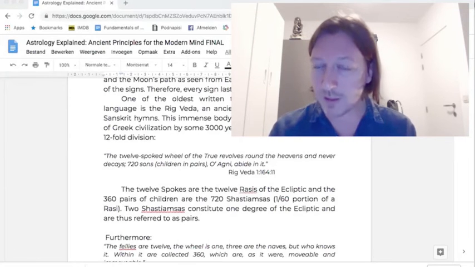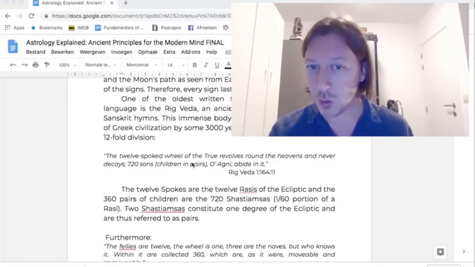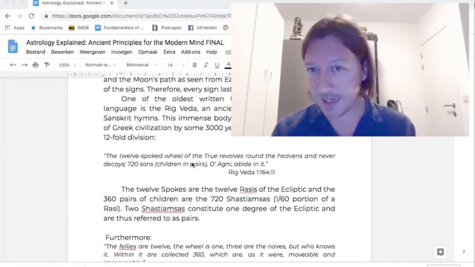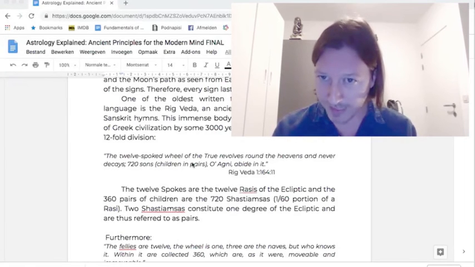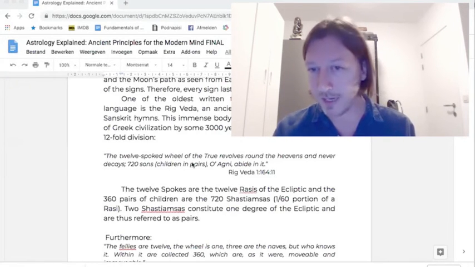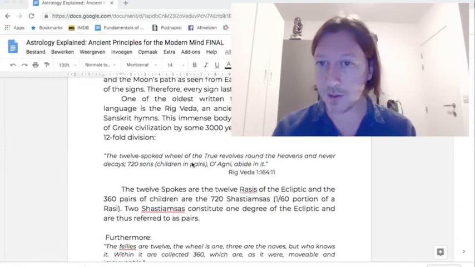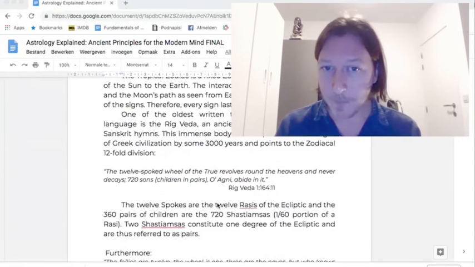One of the oldest references we have of a division of the ecliptic in 12 parts is the Rig Veda. They say the 12-spoke wheel of the true, which is the sun, revolves around the heavens and never decays. The Babylonians already divided the ecliptic in 1000 BC. Tropical, the word comes from tropos, Greek, meaning to turn. Right? This is because of the sun rising over the equator and then setting. And so this makes it like this turning movement. So this is the movement that the sun makes in the heavens, the tropics, right, near the equator.